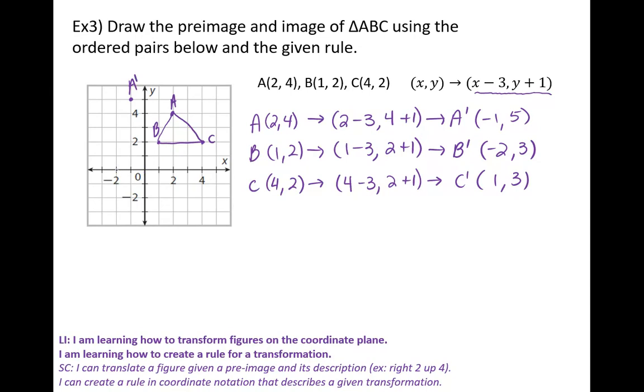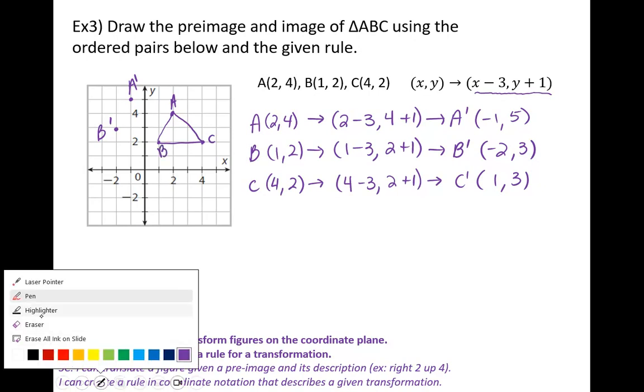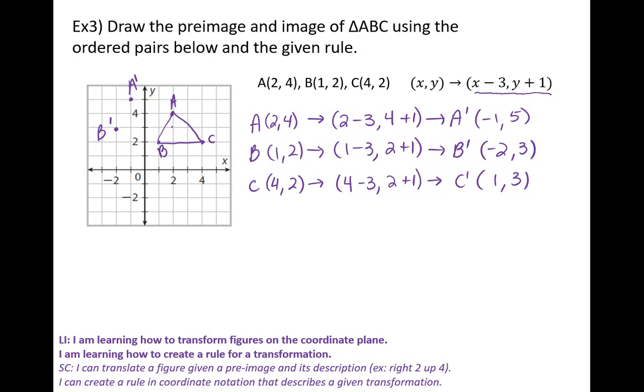Negative 2, 3. That's b prime. And then I'm going to actually move my b here so that we can see this a little bit better. Let me just relabel that down here. There we go. Okay, then my c is at 1, 3. So over 1, up 3. Here is my c prime. I'm going to go ahead and connect the dots. So there's our transformation. Now, this is, again, following the rule.